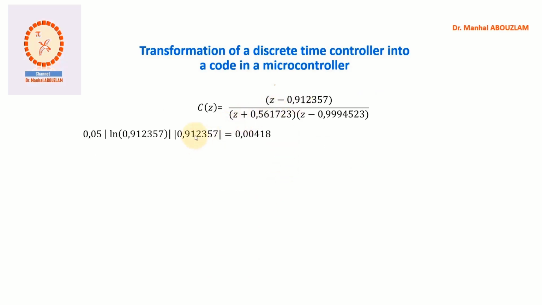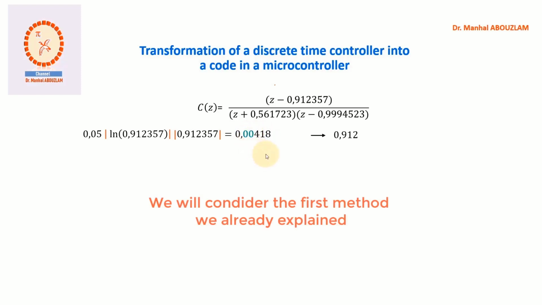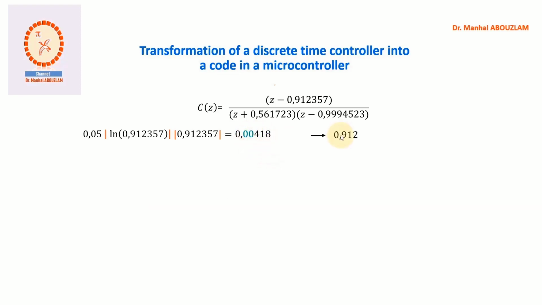We can start with this 0. We can find 2 zeros between the decimal point and the first digit, which is not equal to 0. So we have two zeros. So 2 plus 1 is equal to 3. So we have to keep 3 digits after decimal point.